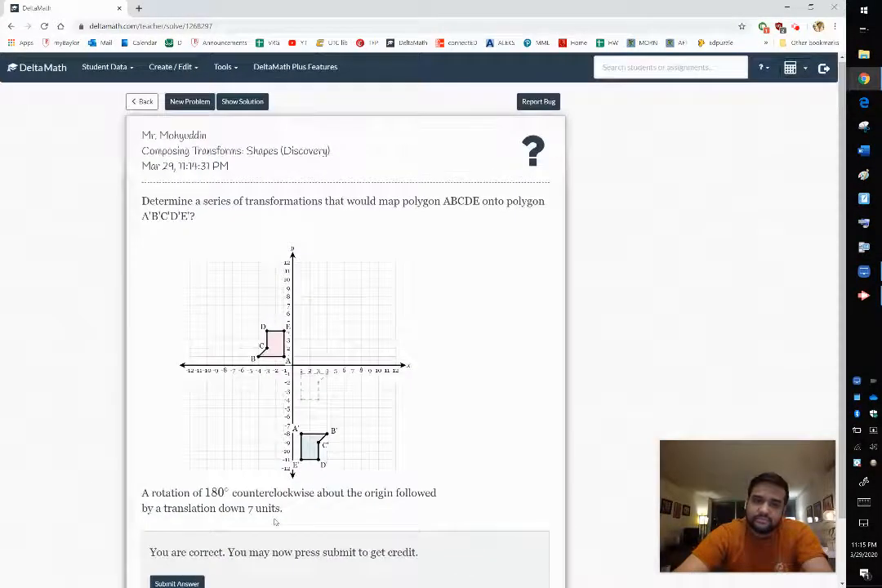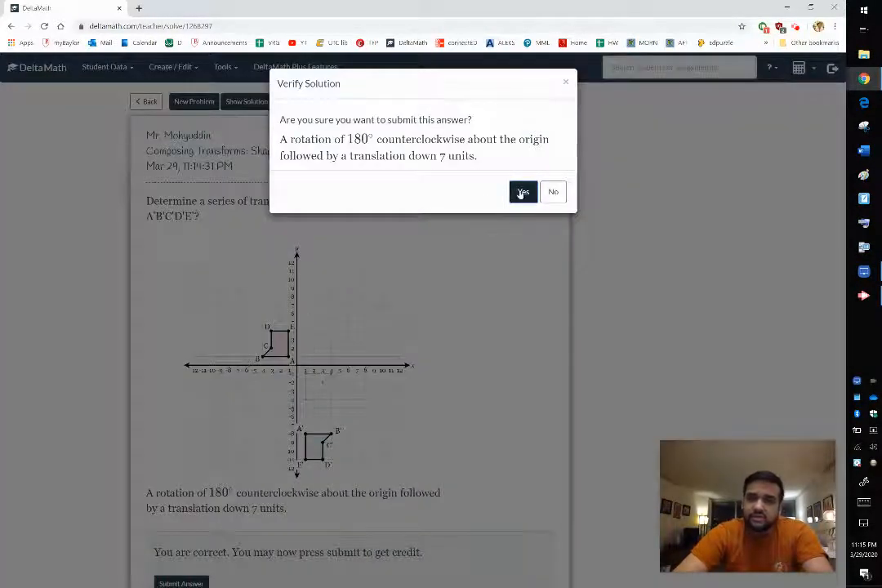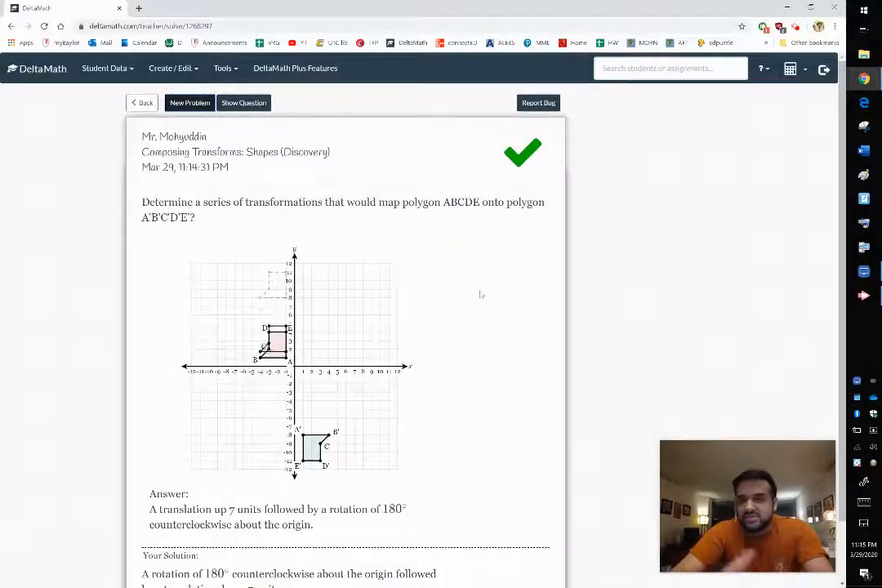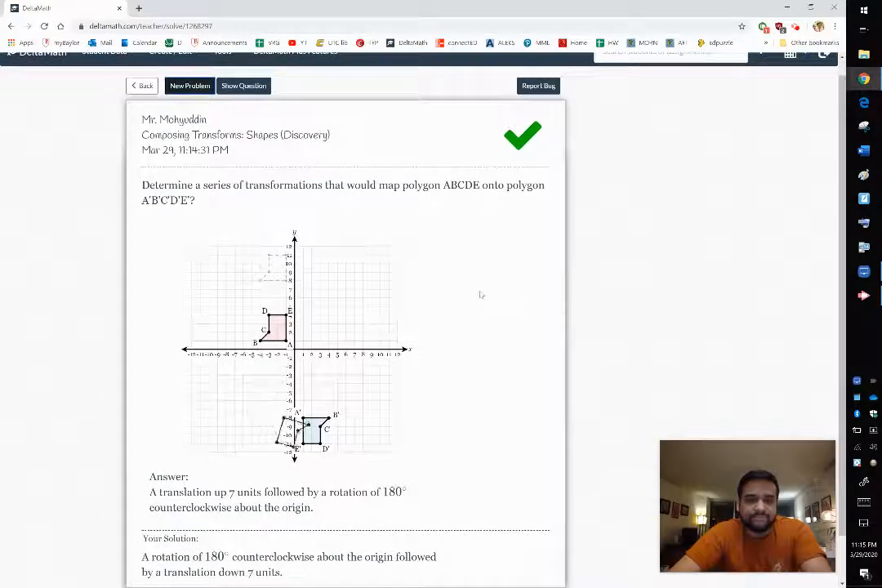And there we go. So the goal here is kind of trial and error in some respects, but ultimately the better you understand it, the easier you'll get it.